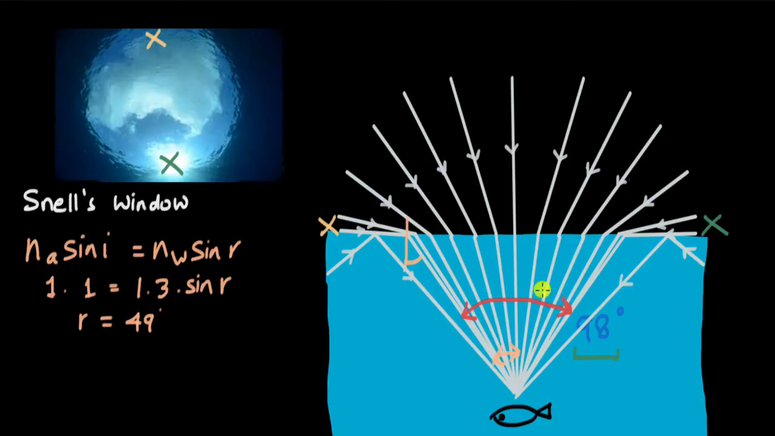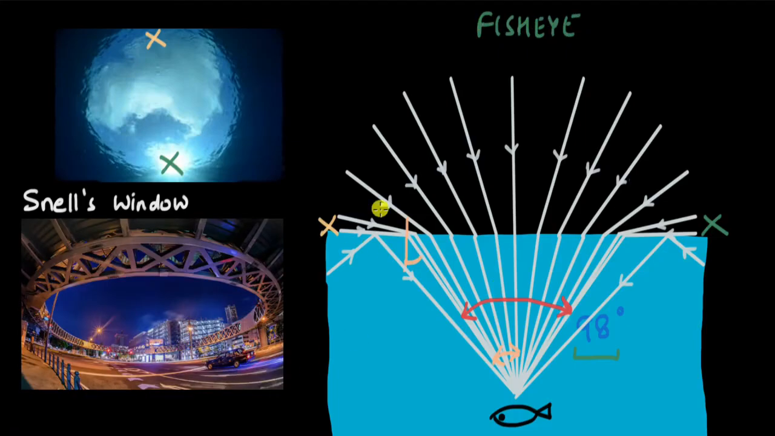This whole idea of Snell's window is used in photography, and the lens used is called a fisheye lens. And if you take a photo from such a lens, you get a view of 180 degrees.